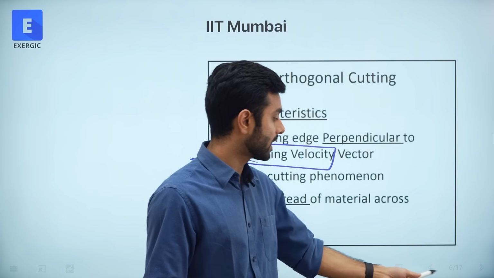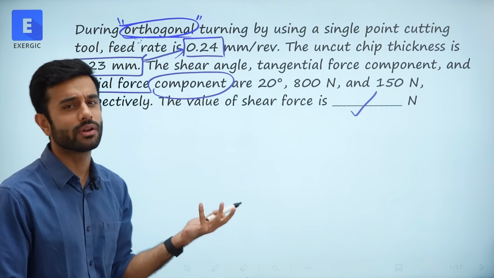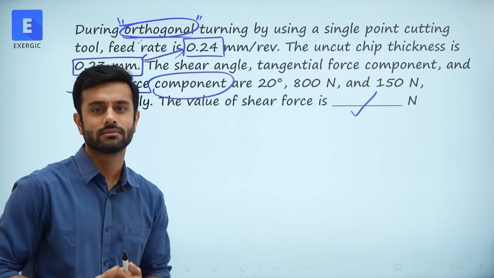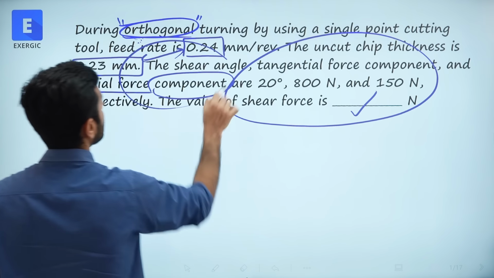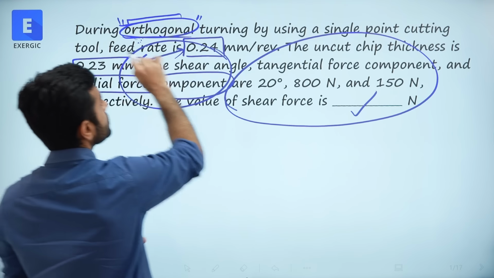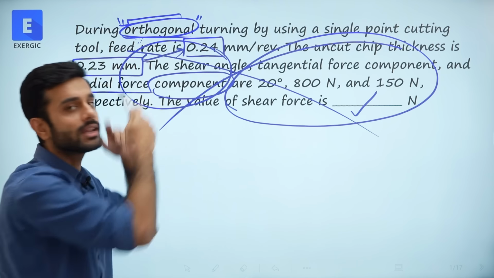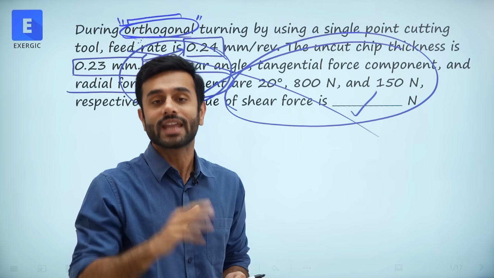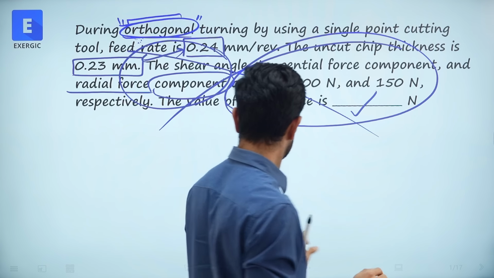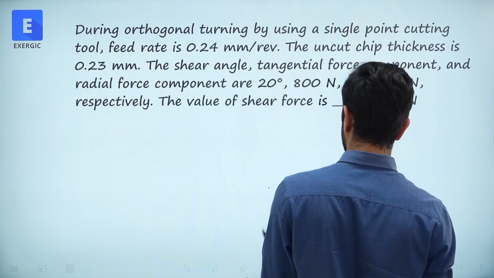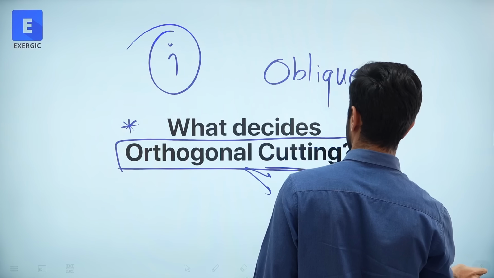The question did not give you any diagram. So how did you decide? You have to look at the data. That's the point. You cannot say that orthogonal is written, so I will reject the data. Data only will tell you what type of orthogonal cutting it is. I'll come to that. Just wait for a minute. I'll show you each and every PYQ from this topic as well. Don't worry.